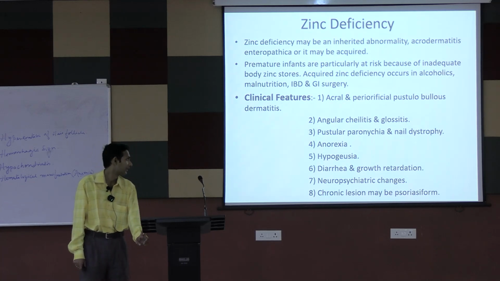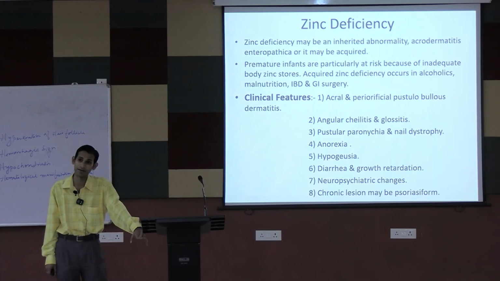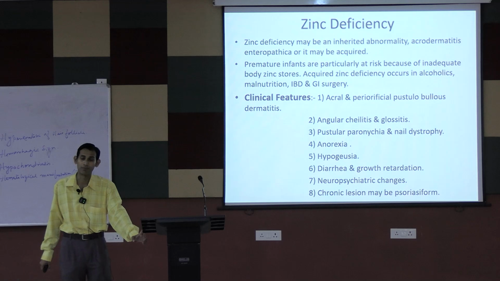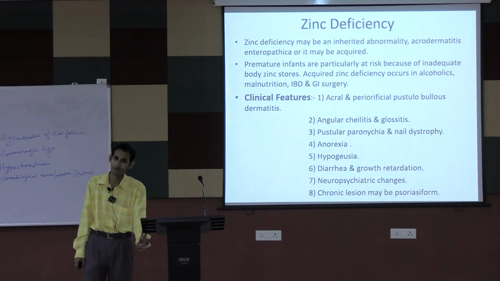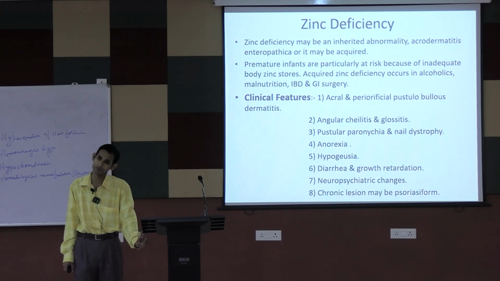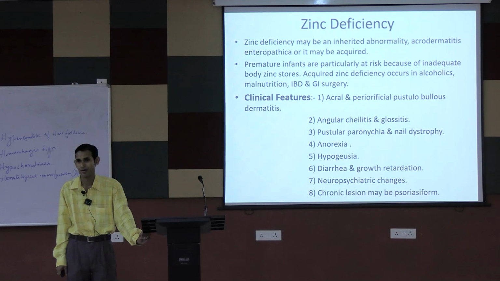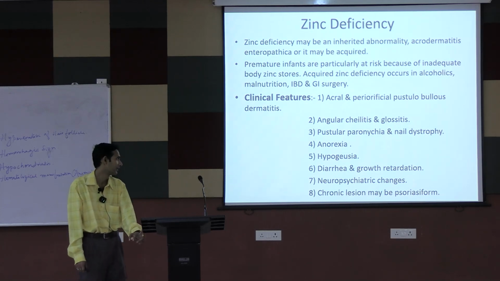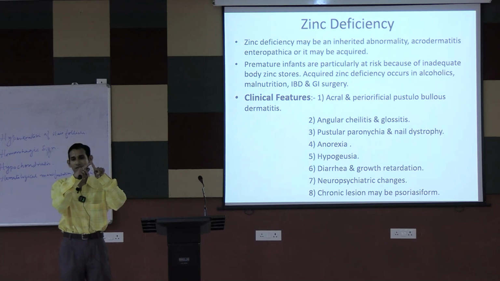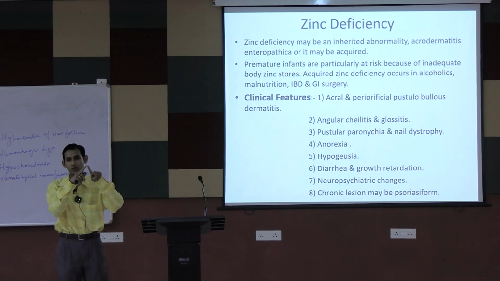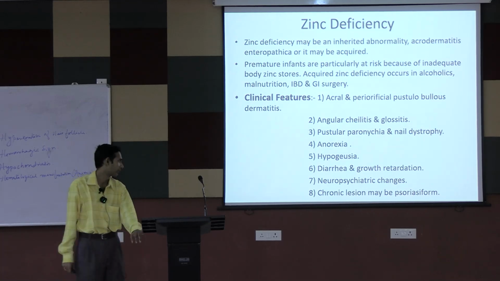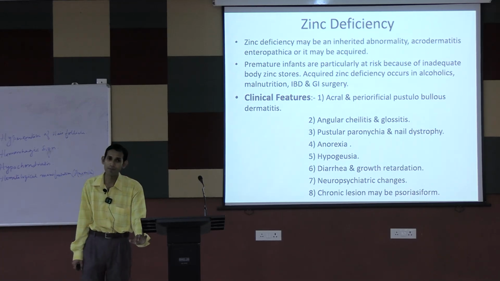Please remember it. Next is angular cheilitis with glossitis and burning mouth syndrome. Apart from zinc, other vitamin B complex deficiencies can also produce burning mouth syndrome. Then pustular paronychia, that means nail involvement, with nail dystrophy and thinning of the nail. And also loss of appetite and hypogeusia.